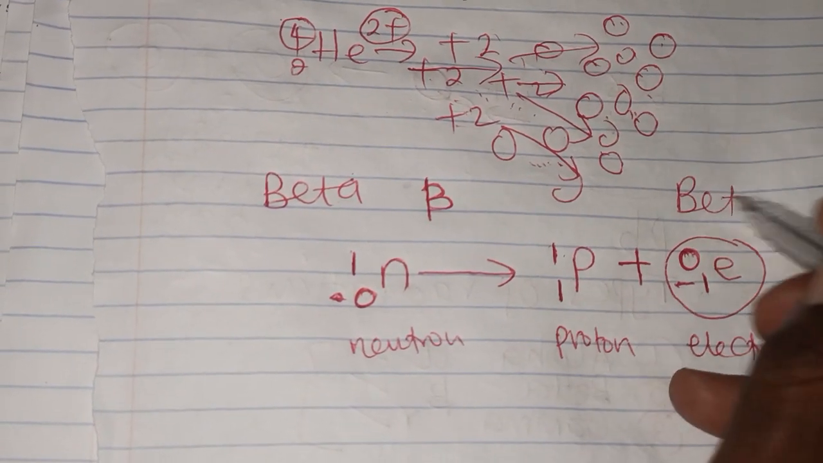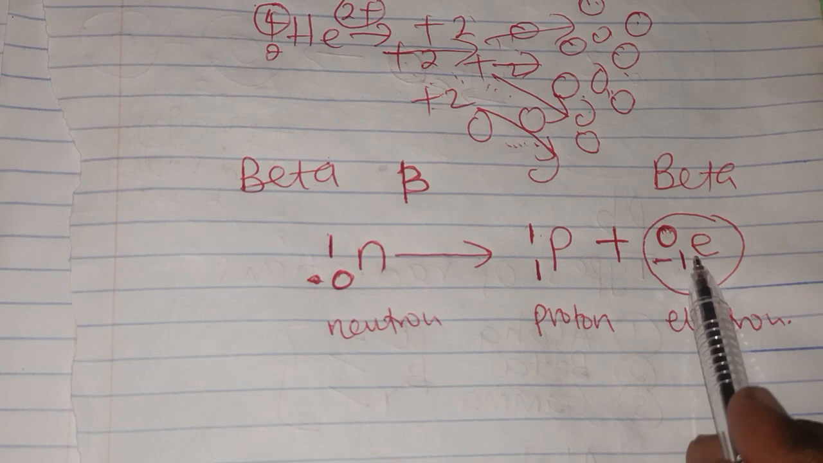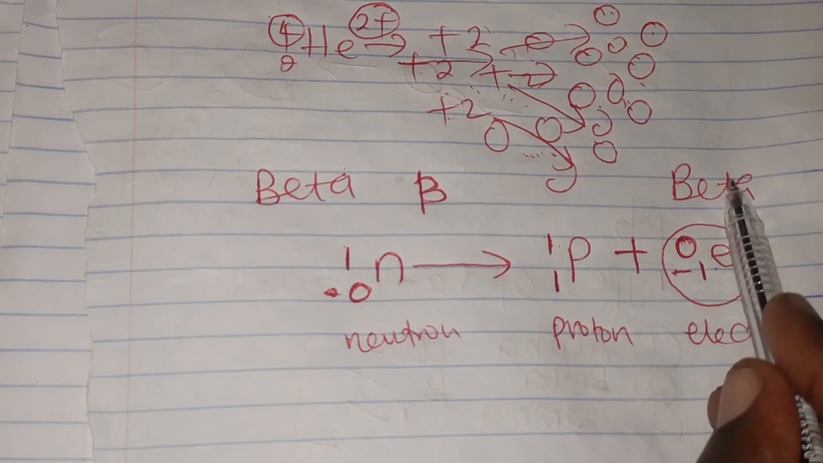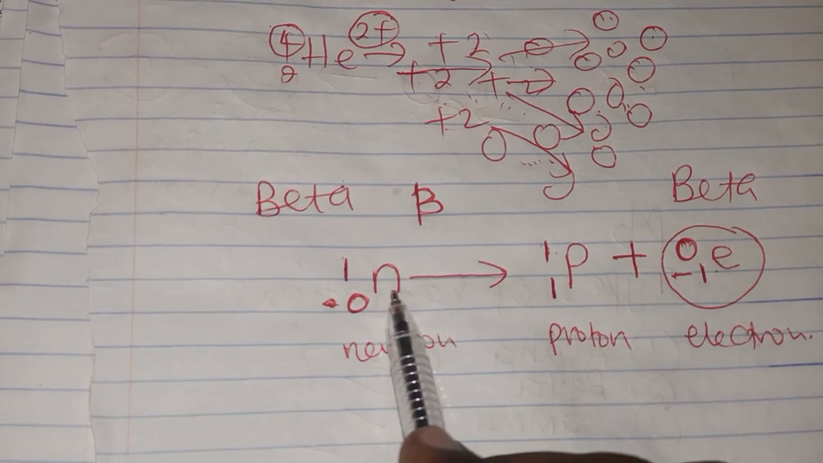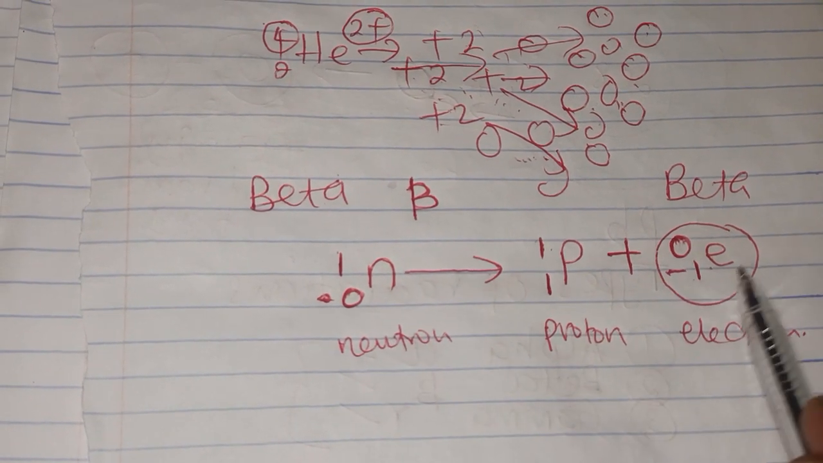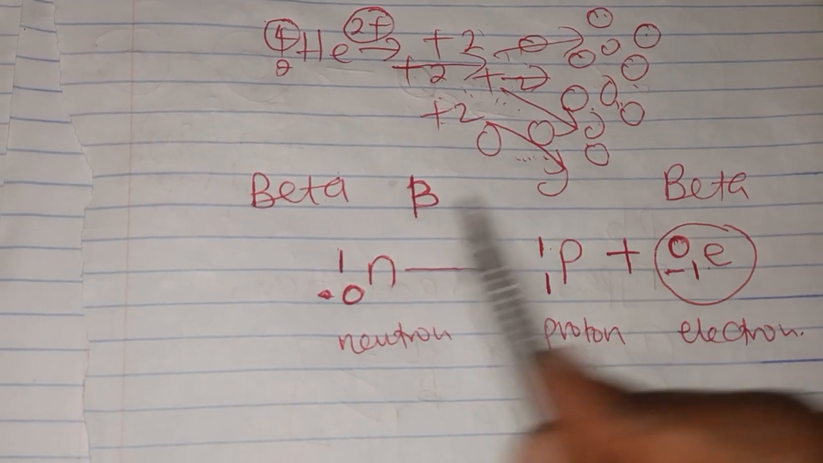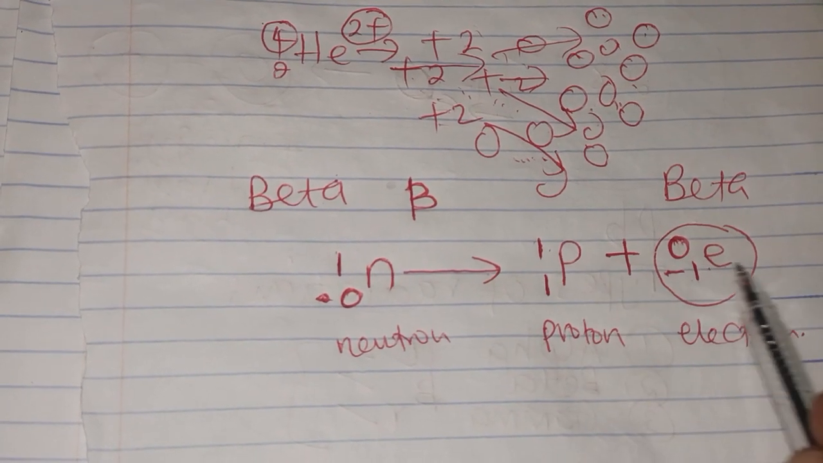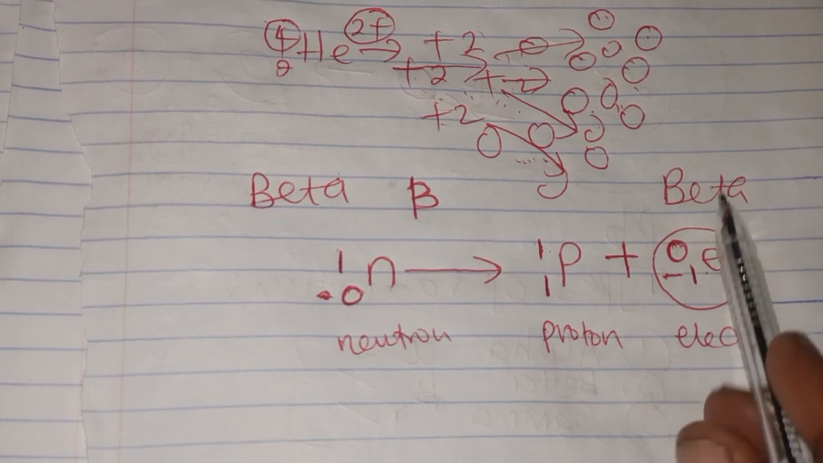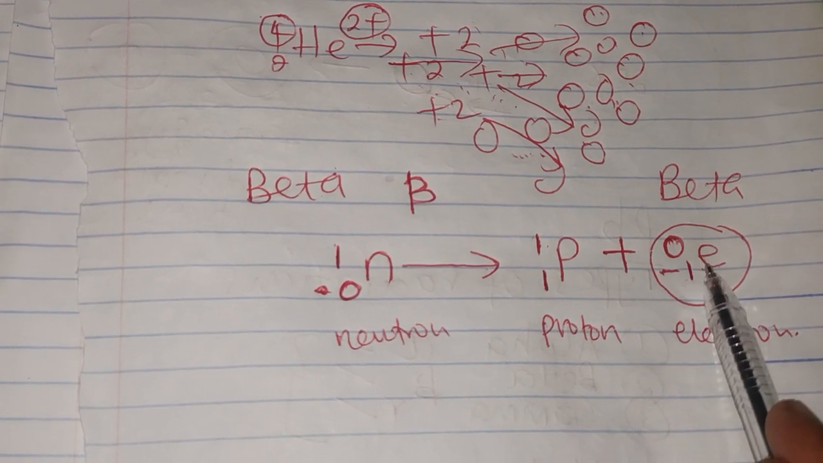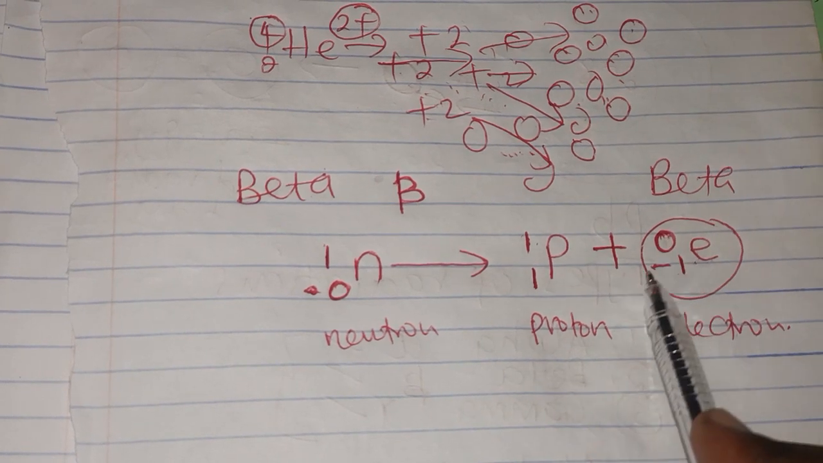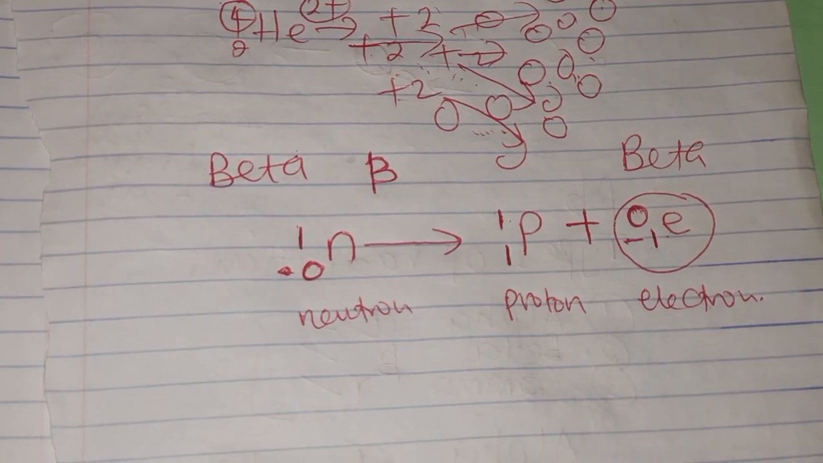So in other words, a beta particle is an electron released when a neutron splits. A beta particle is an electron released when a neutron in the nucleus splits. So it is not an electron in the energy levels. It is a neutron in the nucleus splitting to form a proton and that beta particle, or that electron. And that beta particle, which is an electron from the nucleus when a neutron splits, has a mass number of 0 and it is negatively charged.